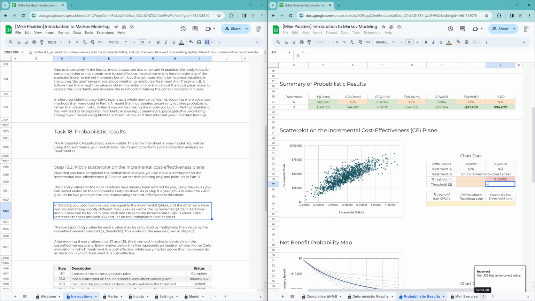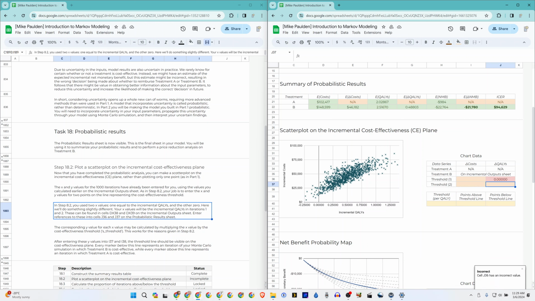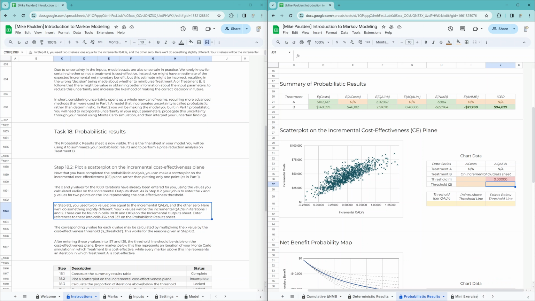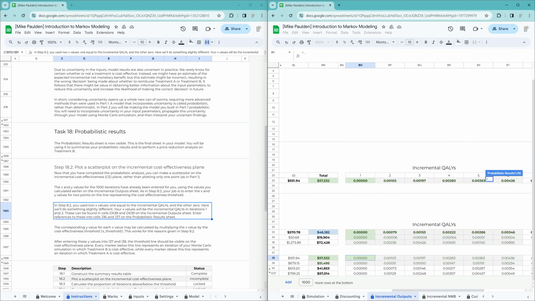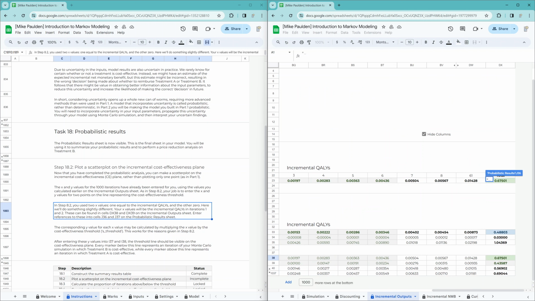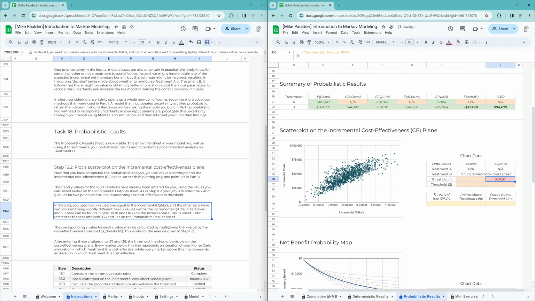And the next one, oh, that says incorrect. What did I do wrong? These can be found in cells DX38 and DX39. Okay, and they're going to be the X values, which are the incremental QALYs. What did I do wrong here? So we'll go back to incremental outputs. I went with cycle 1. That's what I did wrong. I need to go for the total. So it's very easy to make a mistake, and this automated marking system is very useful, even for me.